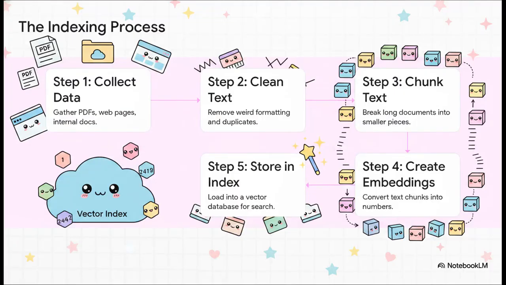So how does this indexing actually work? Well, it usually breaks down into 5 key steps. You start by collecting all your data, your PDFs, docs, web pages, the whole shebang. Second, you clean it up, get rid of weird formatting. Third, and this part is super important, you break the text down into smaller, manageable pieces, or chunks. The 4th step is to create what's called an embedding for each chunk. We'll talk about that in a sec. And finally, you store all of that in a special kind of database called a vector index, which makes it ready for a super fast search.